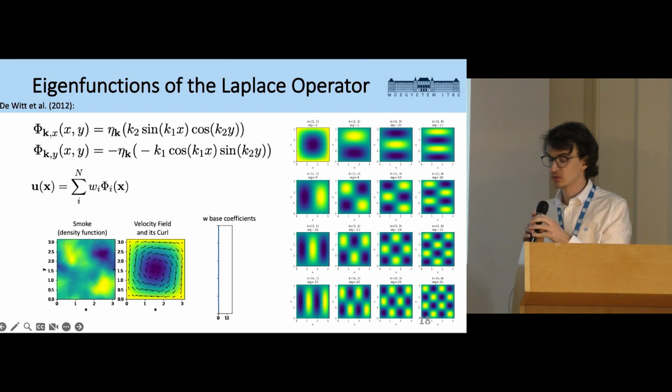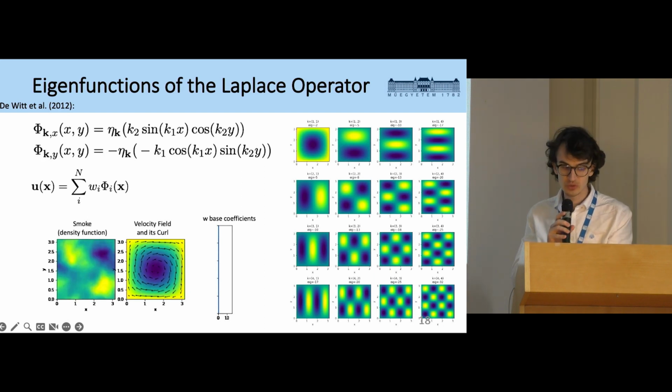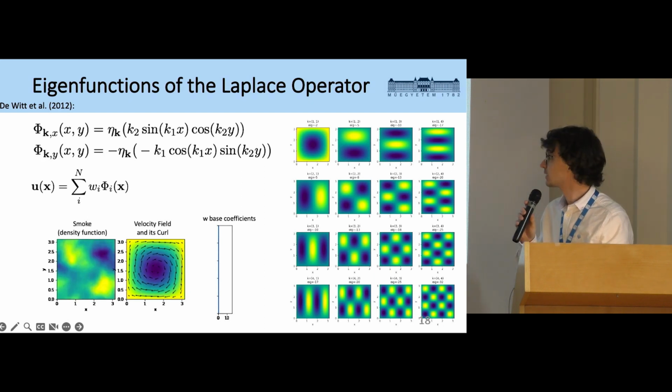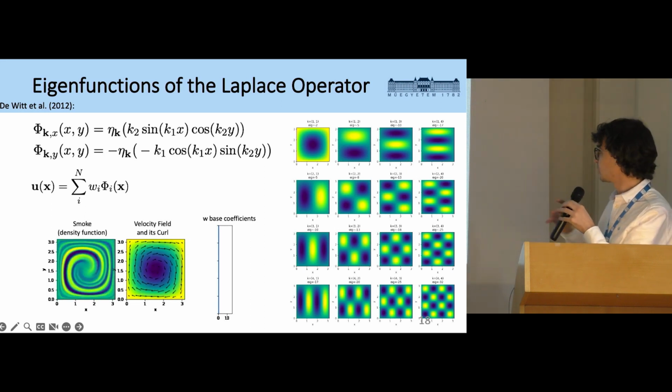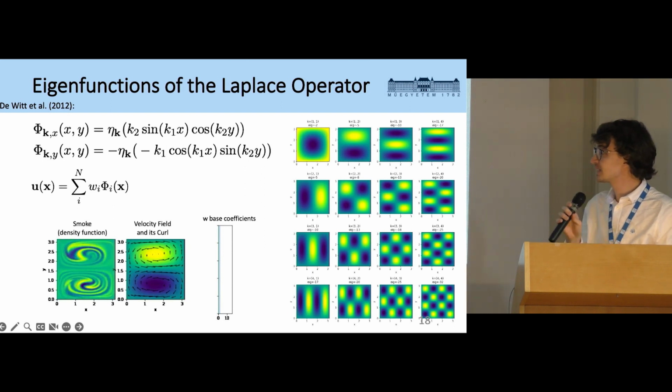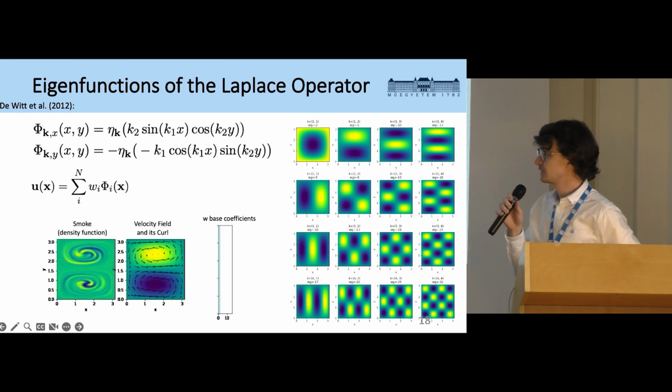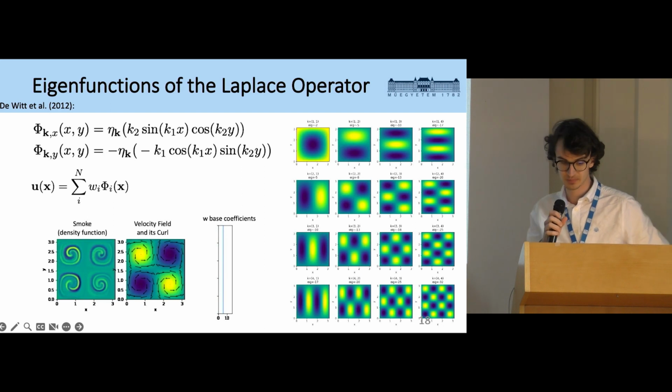In their paper in 2012, De Witt et al. proposed to use the eigenfunctions of the Laplacian operator as these global basis functions. And here I plot the first 16 of these. Here we can see that these are essentially vortices of different spatial frequencies.